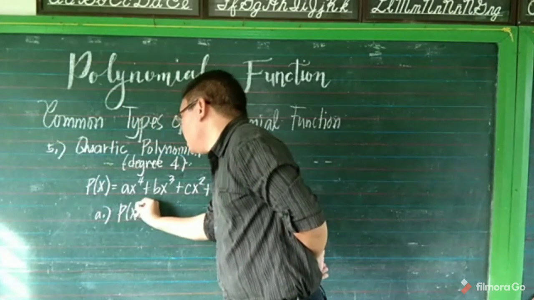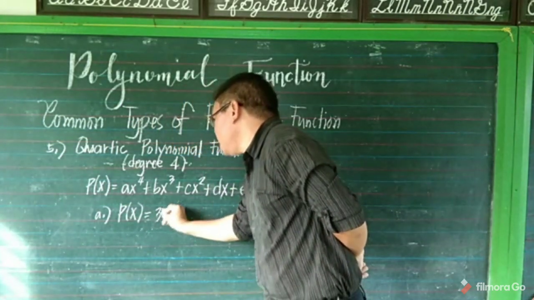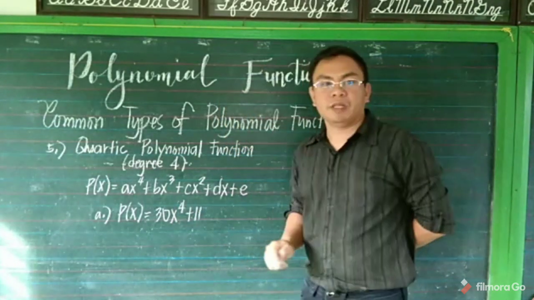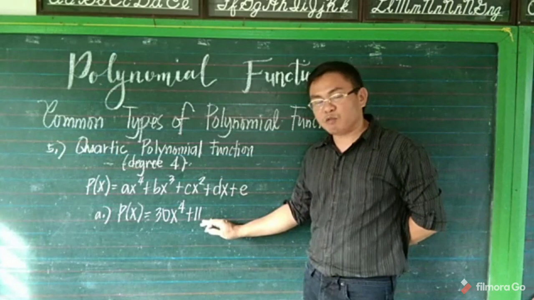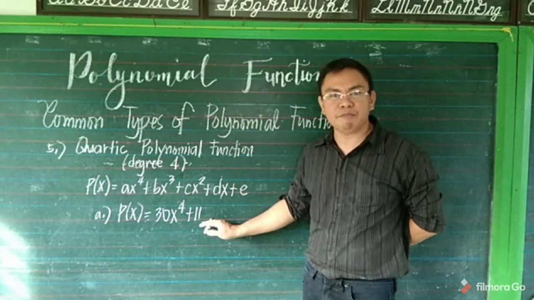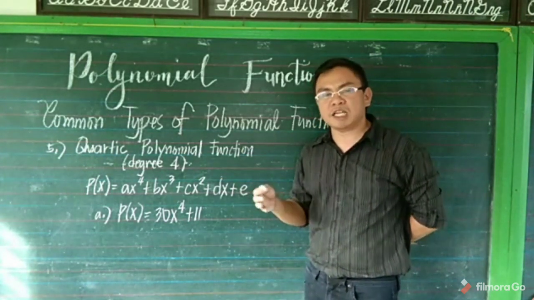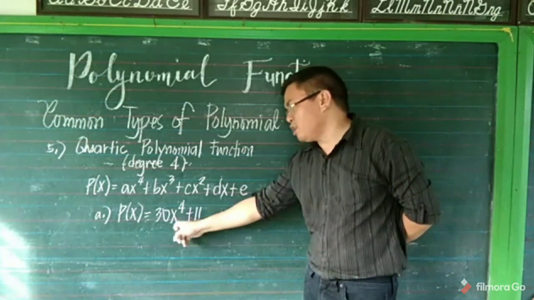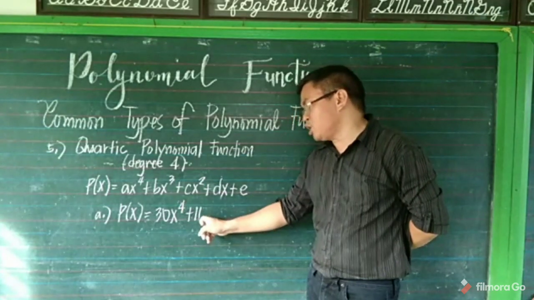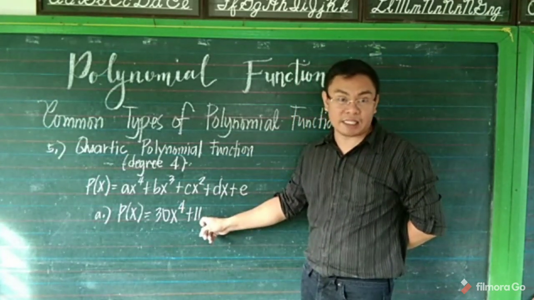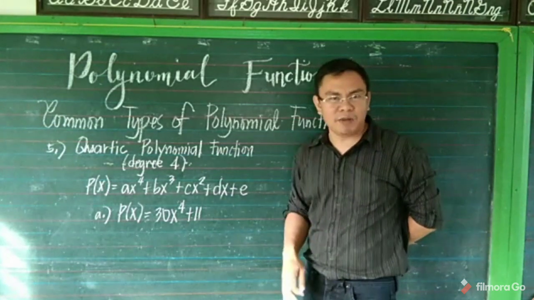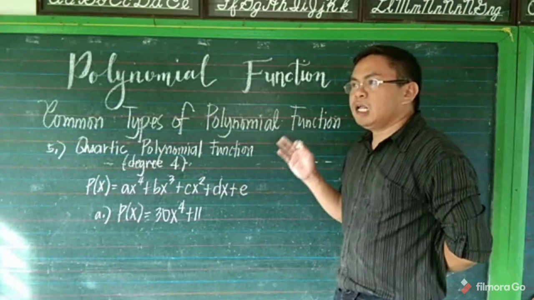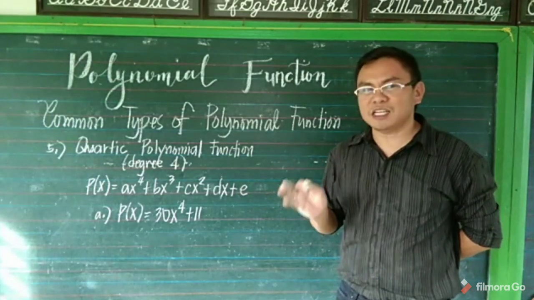P of x is equal to 30x to the exponent of 4 plus 11. So you have noticed that we have missing terms in this example because we don't see exponent 3, exponent 2, exponent 1, right? From exponent 4, we go immediately to exponent 0 for x. But again, it's not a problem. That wouldn't hinder you to identify your degree, leading term, leading coefficient, as well as constant term.